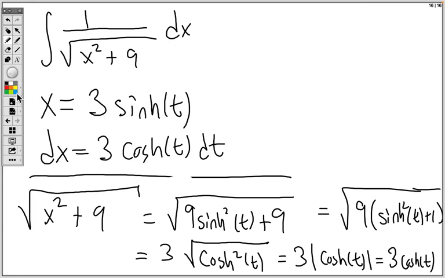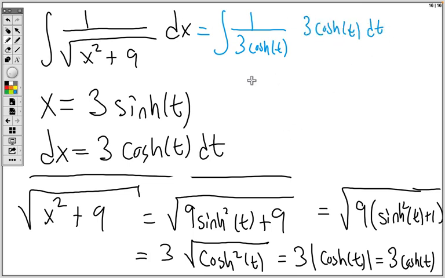So look what happens over here in hyperbolic. After this hyperbolic substitution, it's 1 over the square root of x squared plus 9, but that's just 1 over 3 cosh t. And then the dx is 3 cosh t dt. So check it out. Everything cancels. I'm left with the integral of 1 dt, which is t plus c.